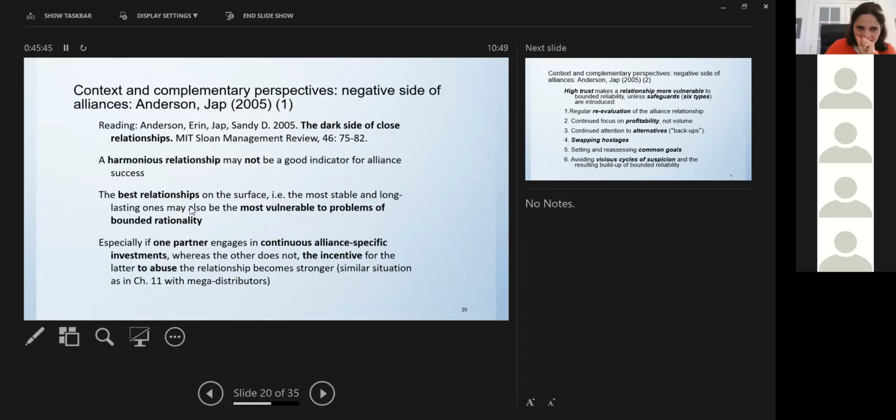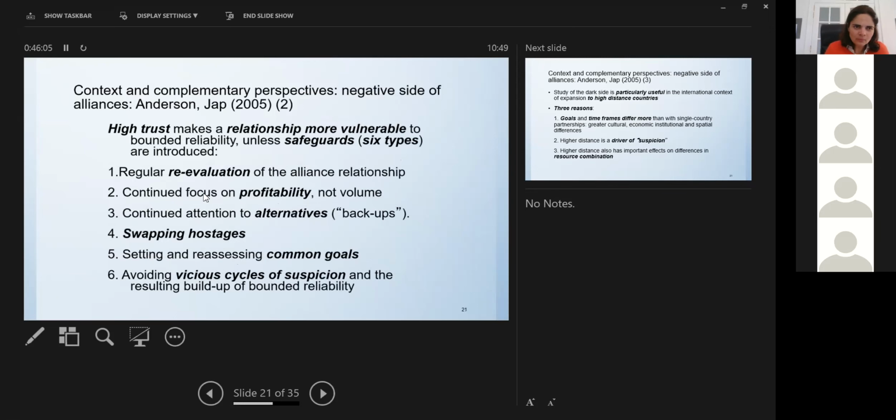They say the best relationships, on the surface it seems as if this is a nice alliance, it lasts already very long, but in fact, there are a lot of problems of bounded rationality, remember? So with bounded rationality, you cannot predict everything, there is a lot of uncertainty. And the most interesting contribution of Anderson and Jap is that they give advice in terms of safeguards. Six safeguards that you need to put in place to avoid this negative or dark side of alliances.